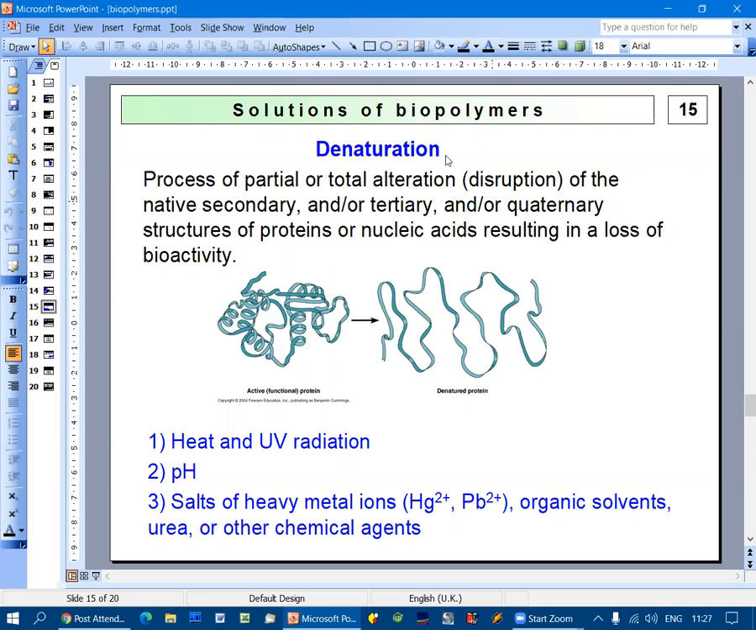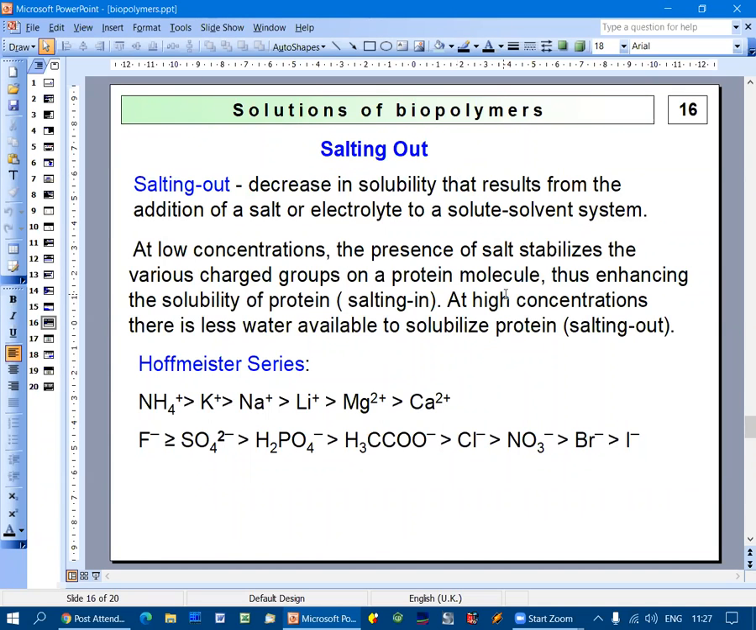Let's go back to salting out. So in both cases, you will see a precipitate in denaturation and in the process of salting out. But the mechanism is absolutely different.